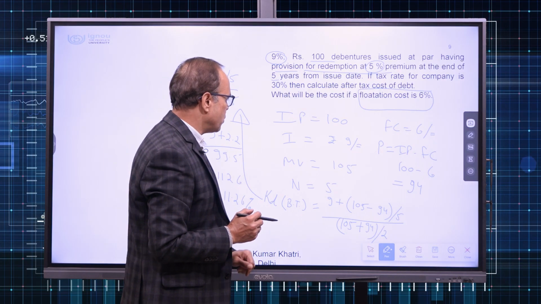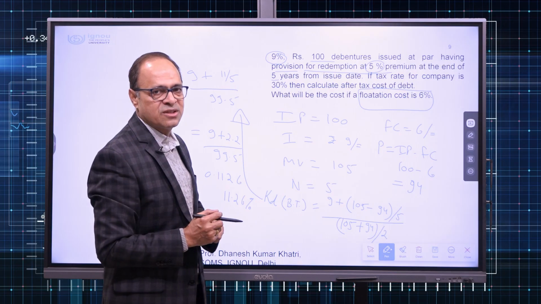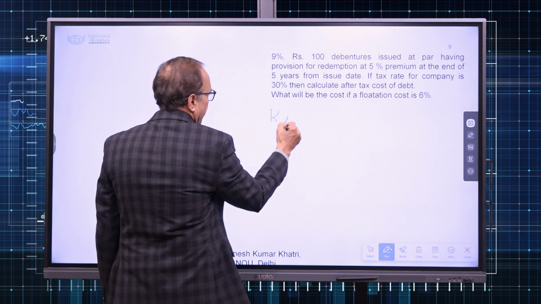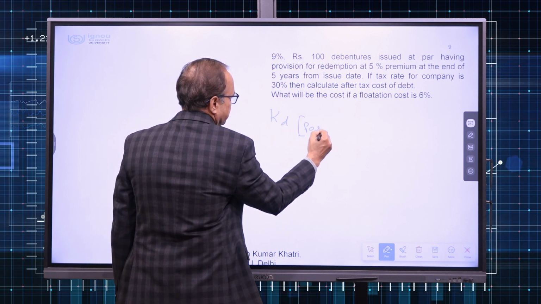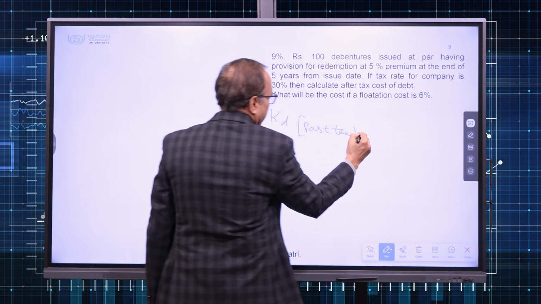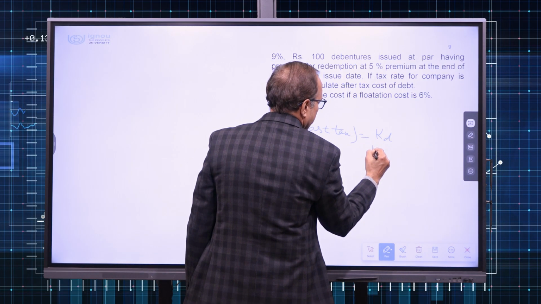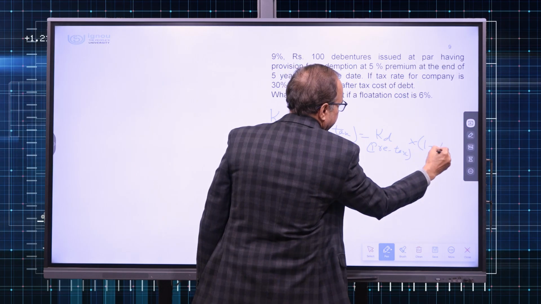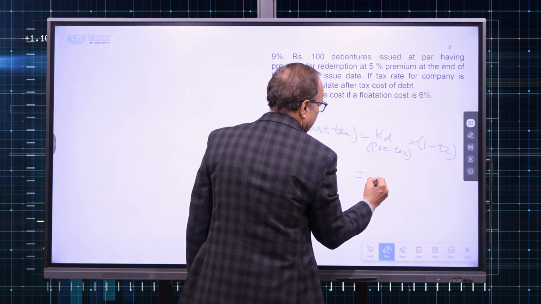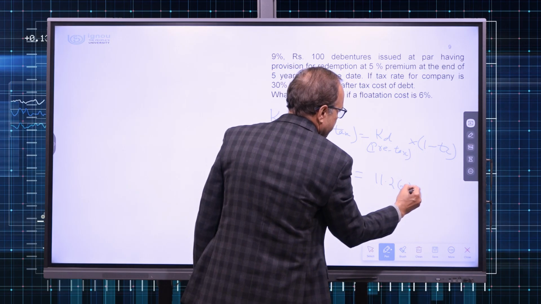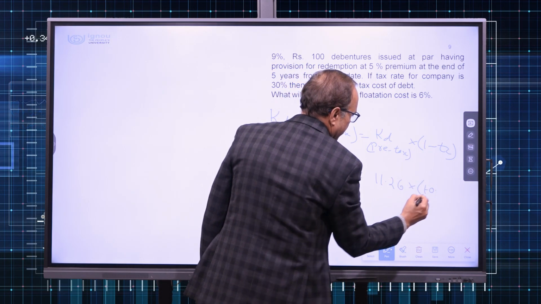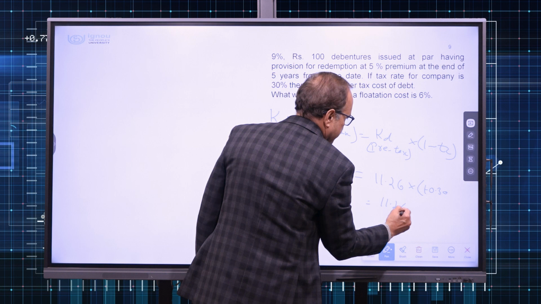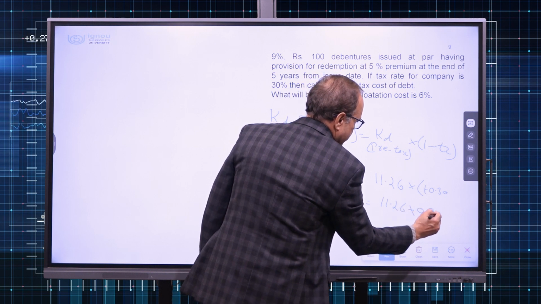Now the same before tax cost can be converted into after tax cost. The formula is handy for the after tax cost. So KD post tax, where KD stands for cost of debt, is simply KD pre-tax multiplied by 1 minus TC. So 11.26 was the pre-tax cost, the tax rate is 30%, so 1 minus 0.30, so we get 11.26 multiplied by 0.70.